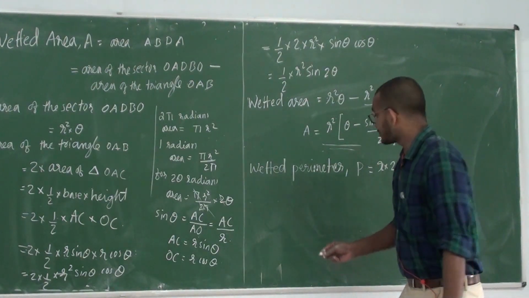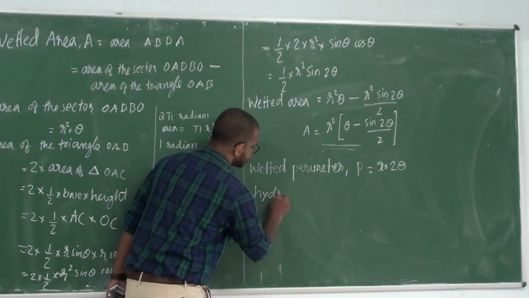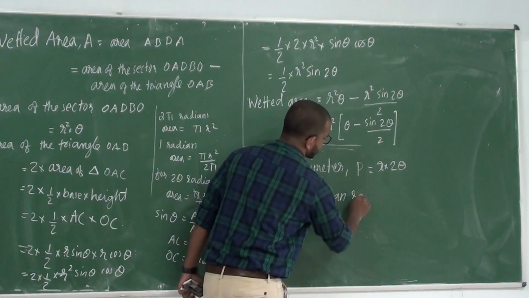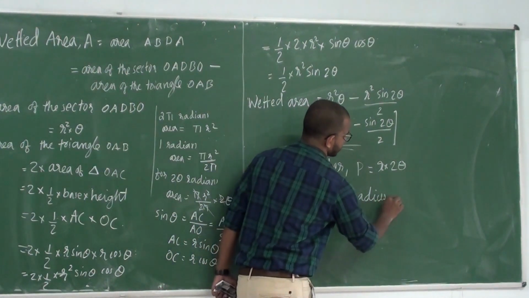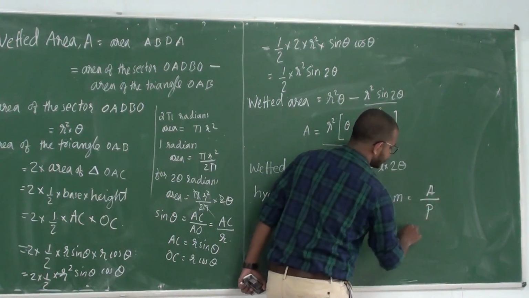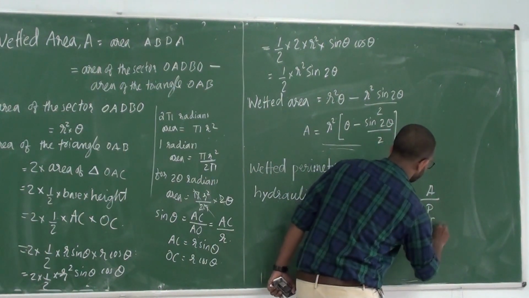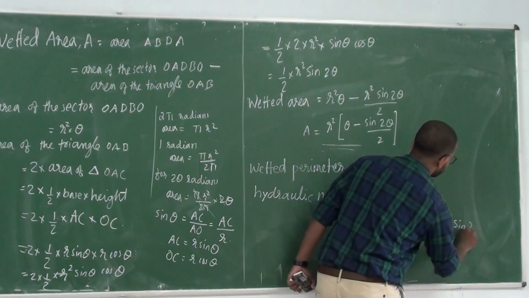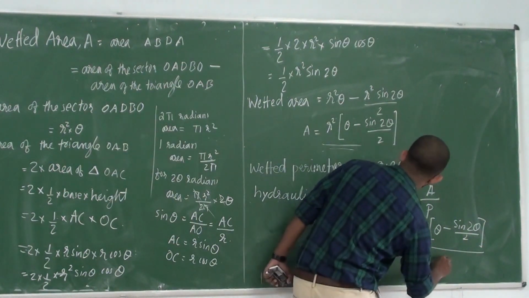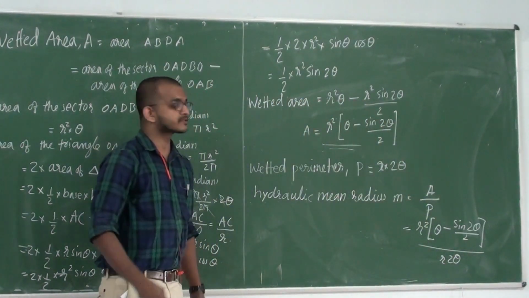Now vectored area by vectored perimeter. So the hydraulic mean radius M is equal to vectored area by vectored perimeter. So vectored area is r square into theta minus sin 2 theta by 2 divided by vectored perimeter, which is r into 2 theta. Okay. So now just look at the equation.